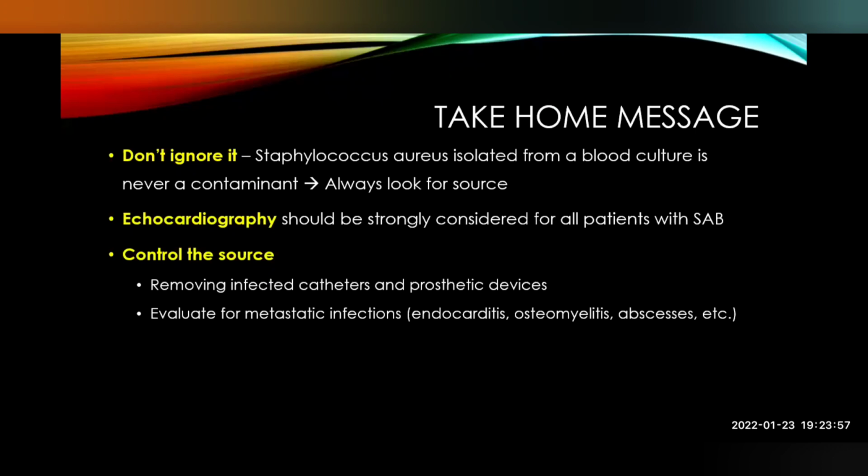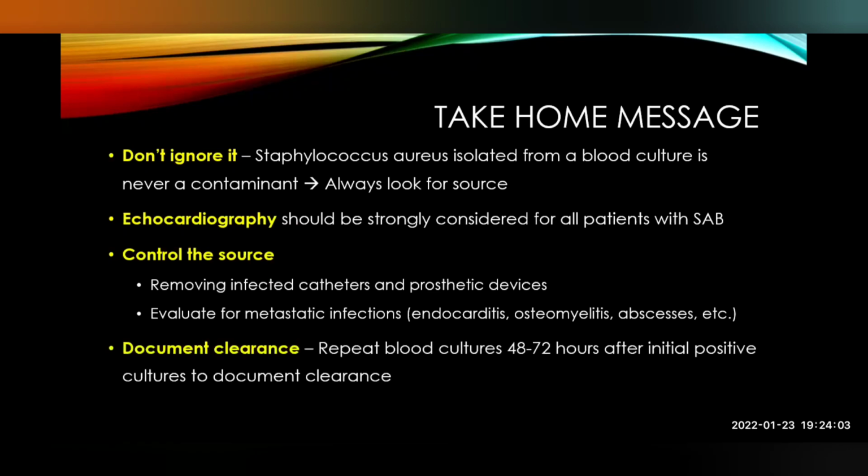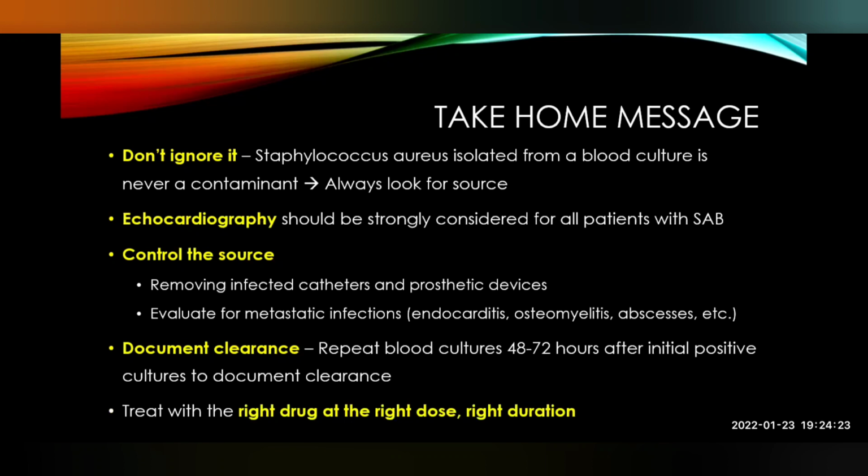Controlling the source is equally very important. That is removing infected catheters and prosthetic devices, evaluating for other metastatic foci of infection, and documenting the clearance. You have to send repeat blood cultures every 48 to 72 hours to document the clearance. If there is persistent bacteremia, you will have to look for metastatic foci or infective endocarditis. And you have to treat with the right drug. In cases of MSSA, treating with vancomycin is as good as treating the patient with no drug. So you should give the right drug at the right dose, and the right duration of therapy is important.